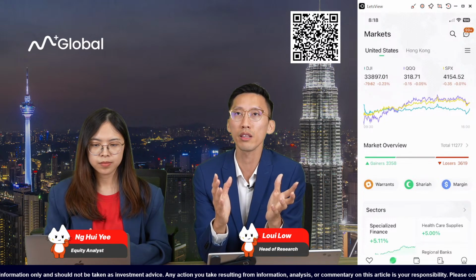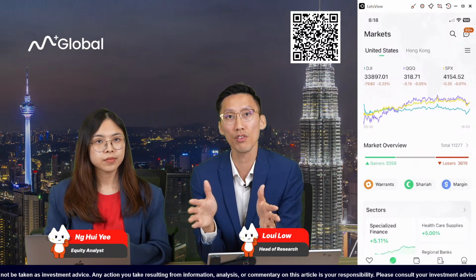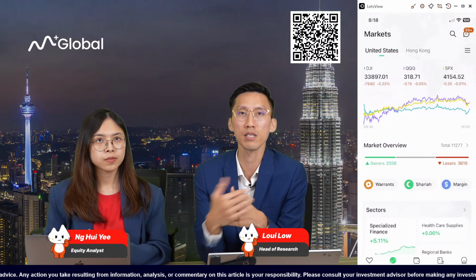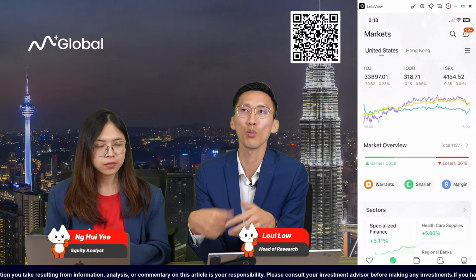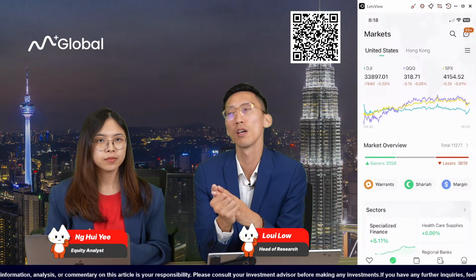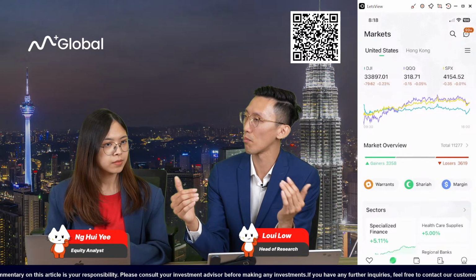And in the broader view, I think it is quite safe from a technical perspective. Why do I say so? It is because most of these indices are actually above the SMA 200. So I would say that they are within a potential uptrend mode.